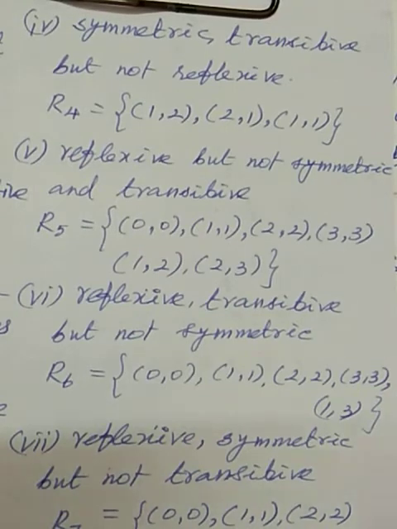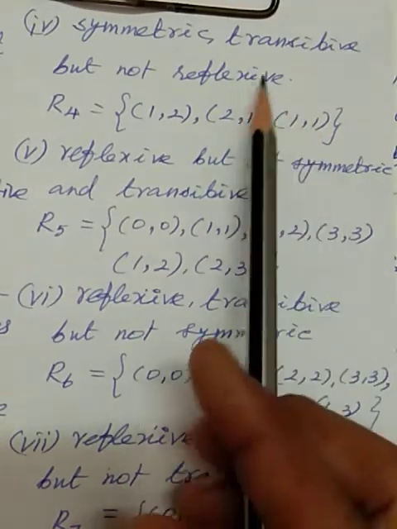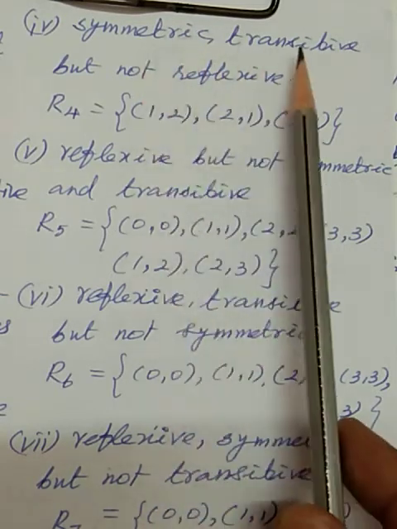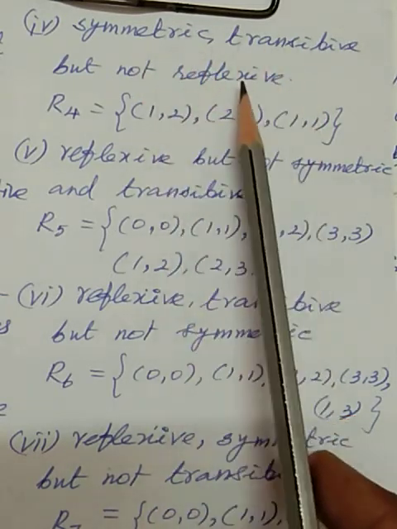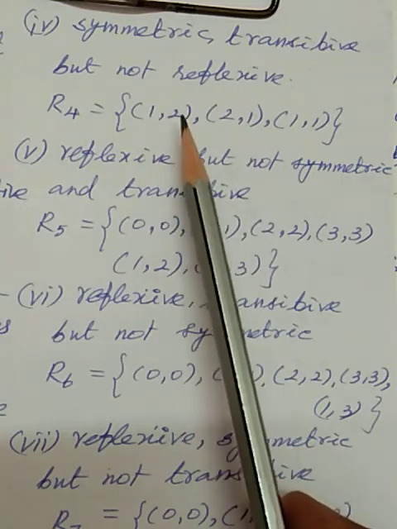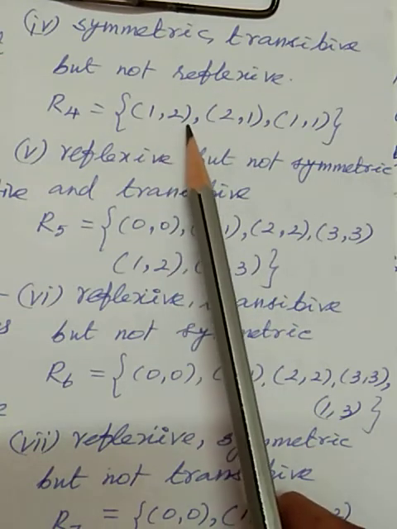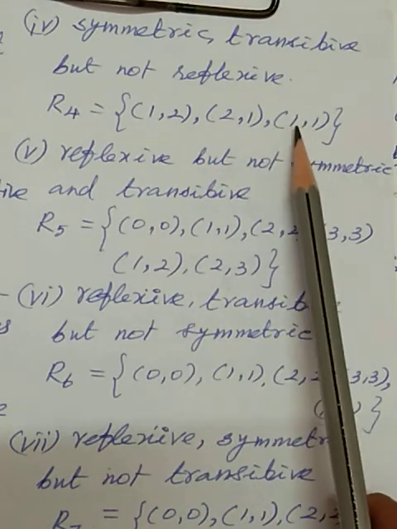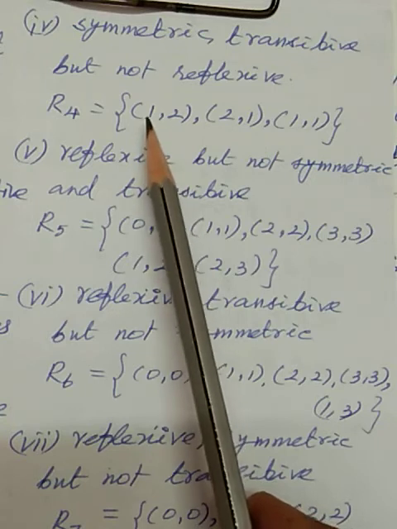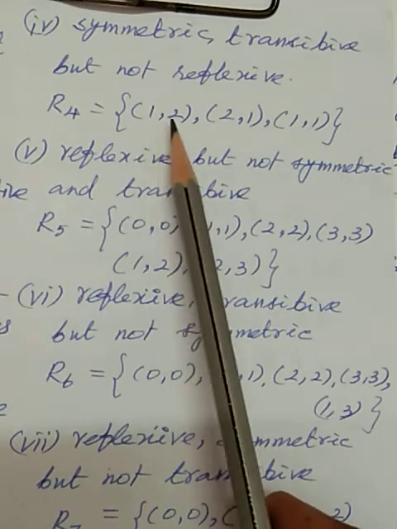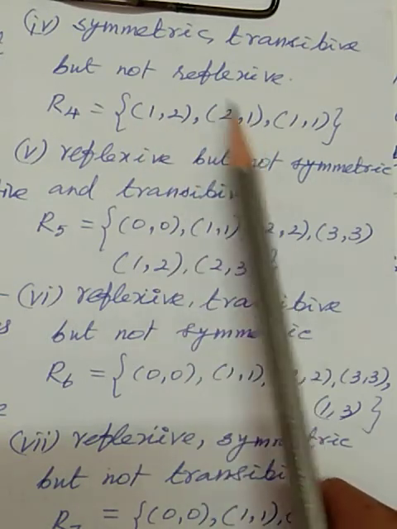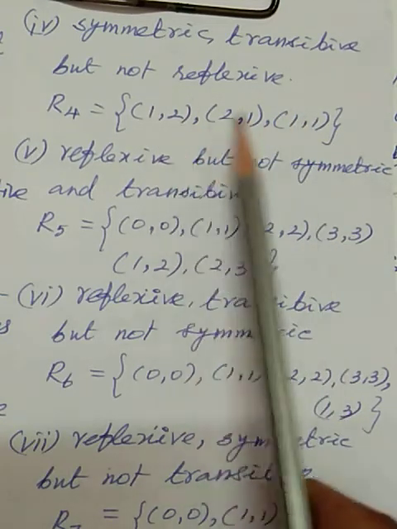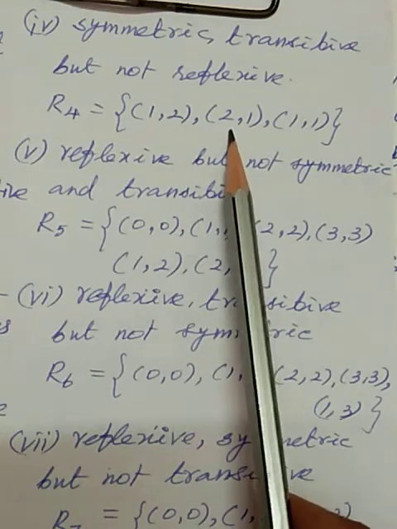Fourth one, symmetric, transitive but not reflexive. Symmetric and transitive, it is not reflexive. Reflexive means (0,0), (1,1), likewise elements we need, but no element is here. (1,1) is there, but (0,0) not there. Symmetric means (1,2), (2,1), then (1,1) is there. It is transitive. (1,2) means (2,1) is there, so it is symmetric also.